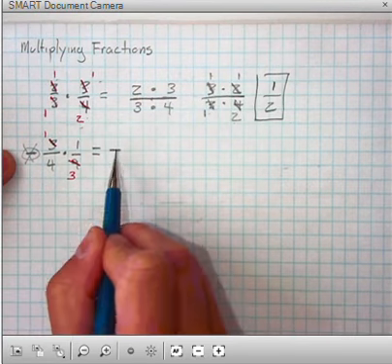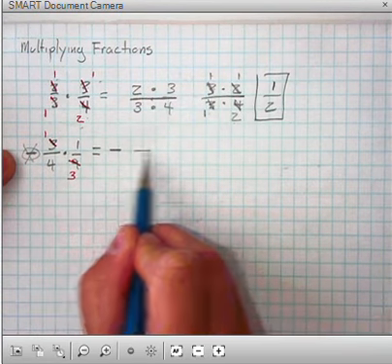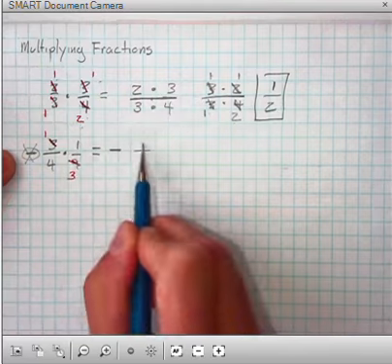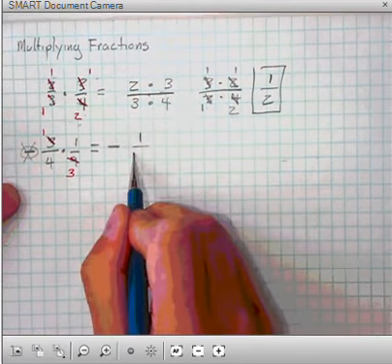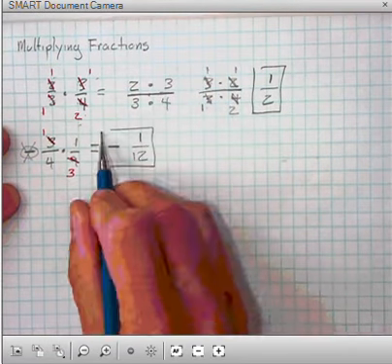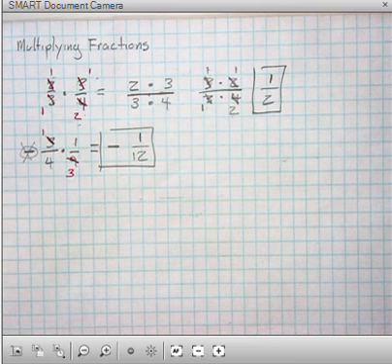So negative times a positive is going to give me a negative. 1 times 1 is 1. 4 times 3 gives me 12. So my answer there is negative 1/12. So simplify and then multiply straight across.